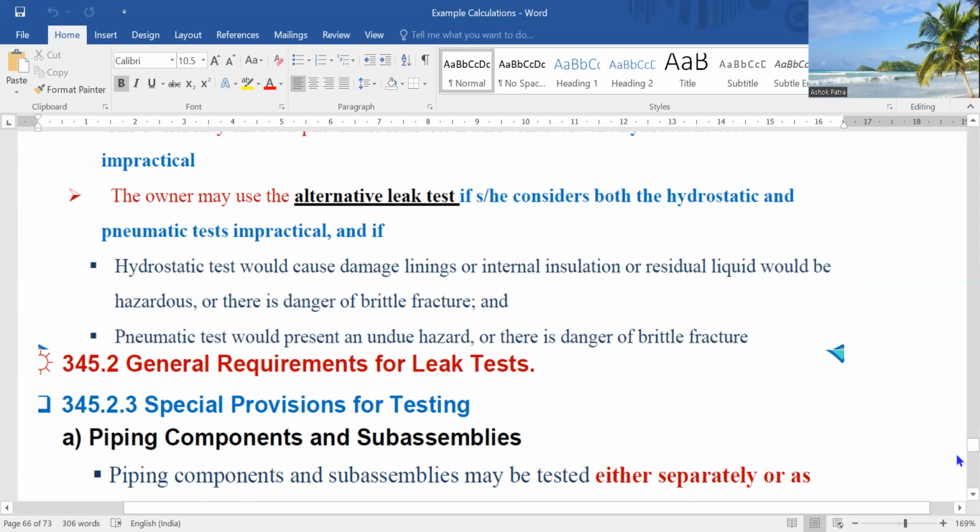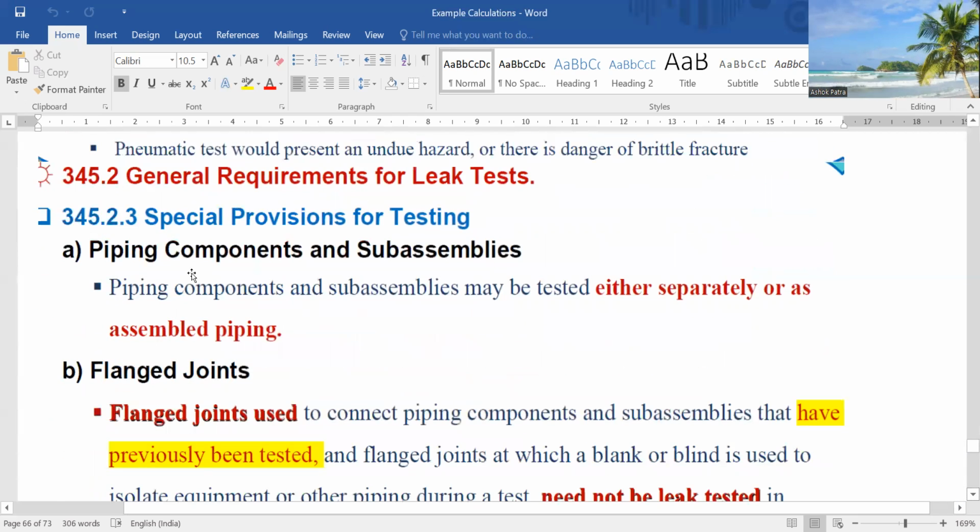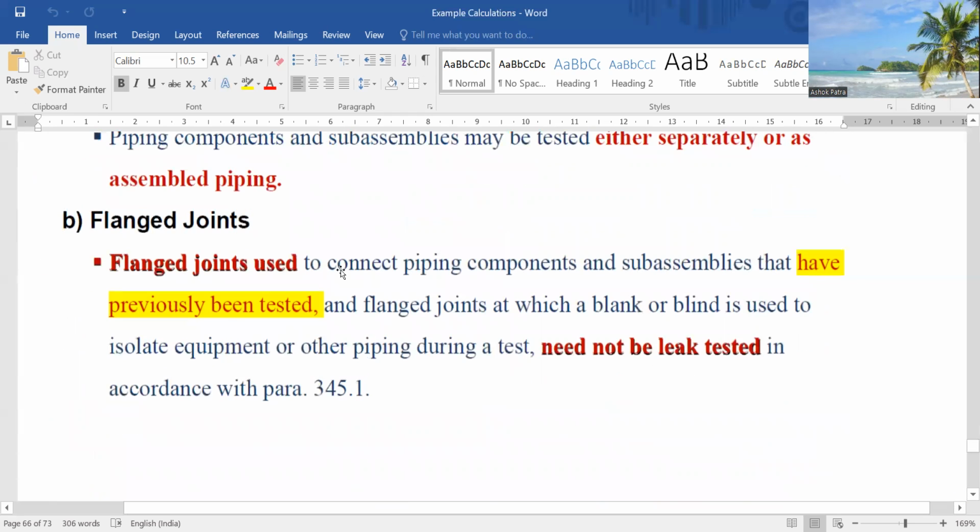General requirement for leak test. Special provision for testing. Piping components and sub-assemblies may be tested either separately or as assembled piping. Flange joints: flange joints used to connect piping components and sub-assemblies that have previously been tested, and flange joints at which a blank and blind is used to isolate equipment or other piping during the test, need not be leak tested in accordance with para 341.1.